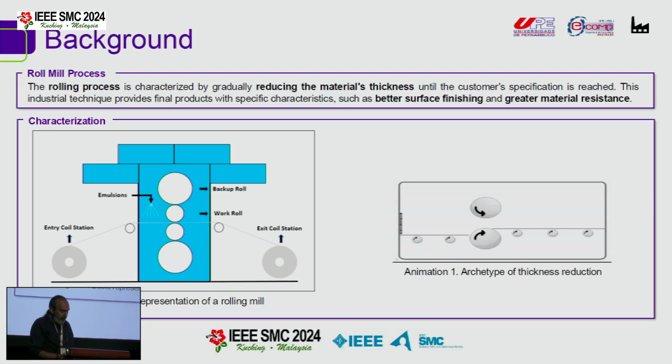The rolling process is characterized by gradually reducing the material's thickness until the customer specification is reached. This industrial technique provides final products with specific characteristics such as better surface finishing and greater material resistance. In the left picture, we have an example of a basic representation of a rolling mill. On the right, we have an animation and architecture of thickness reduction. In this case, the animation is not working because it's just a PDF.